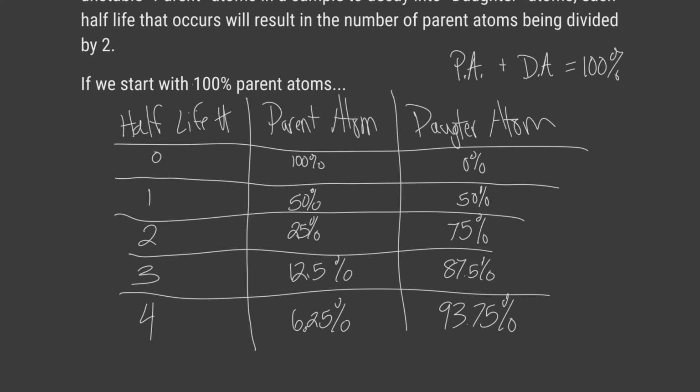of the parent atoms. You can fill out the rest of the chart. From there, again, you just keep dividing the parent atom by 2. So each half-life sees a halving of the amount of parent atom left in the sample.